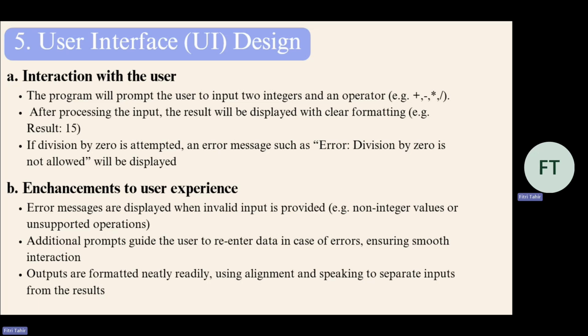5. User interface design. The first one is interaction with the user. The program will prompt the user to input two integers and an operator, for example addition, minus, multiplication, and division. After processing the input, the result will be displayed with clear formatting. If division by 0 is attempted, an error message such as "Error: division by 0 is not allowed" will be displayed.